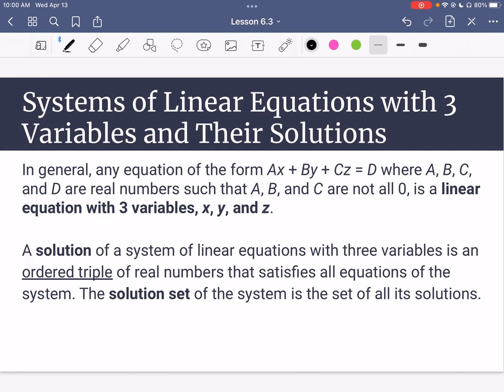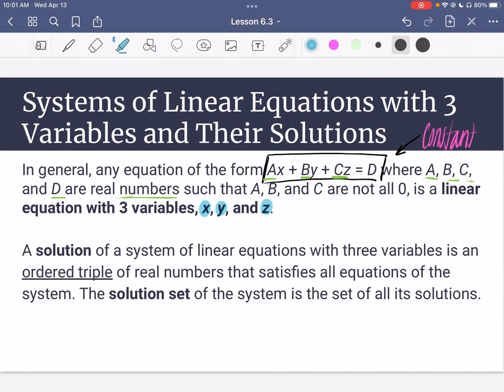Okay, so in general, any equation of this format, ax plus by plus cz equals some constant d, where a, b, c, and d are all just real numbers, okay? And a, b, and c are the coefficients in front of my variables. This we still consider a linear equation, but now it has 3 variables, our x, our y, and our z. Okay, so that's what most of our equations are going to look like today.